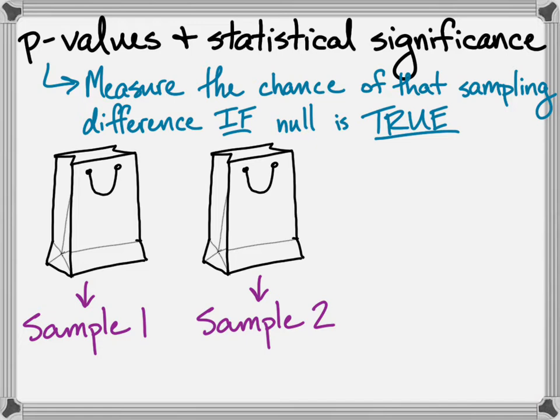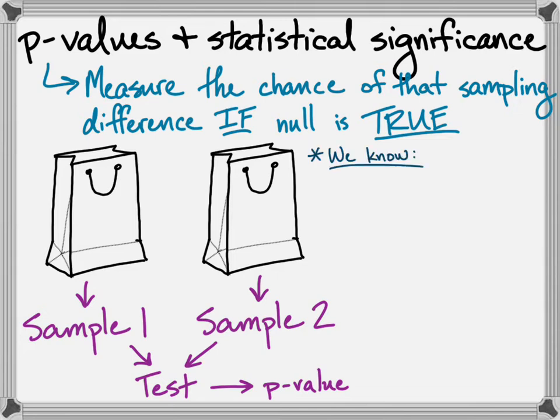I compare those numbers with the t-test, and I calculate a p-value. We know that the bags have the exact same numbers. There really is no difference. We also know that each sample will likely be different, even if we do this dozens of times, right? If we put enough numbers in the bag and we draw out a small sample, maybe 10 or 15%, those samples are going to be different each time.